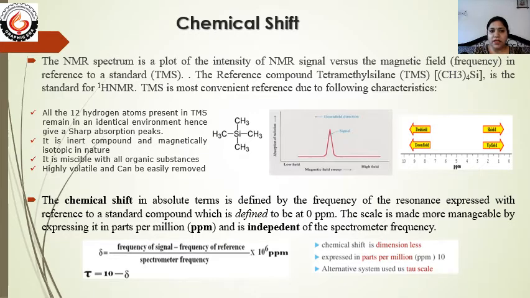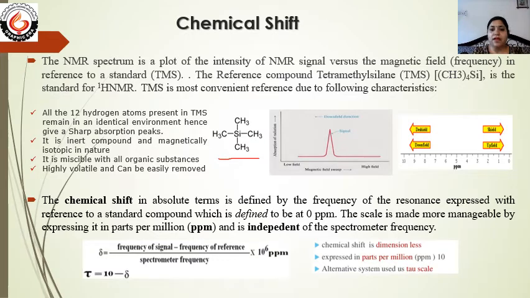(CH3)4Si. This is used as the reference material because it has 12 hydrogens and all 12 hydrogens have the same environment. Here the structure of TMS is given, and you can see that all 4 sides are occupied by 3 hydrogens. So there are a total of 12 hydrogens, and all hydrogens are first attached to carbon and then Si. So the environment is the same.